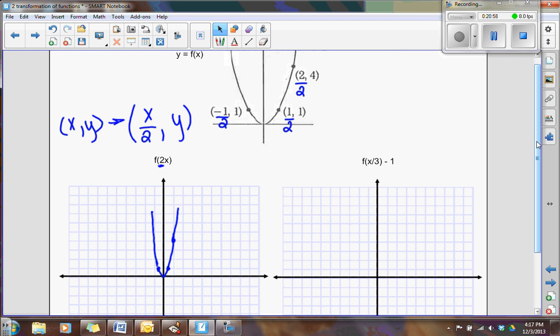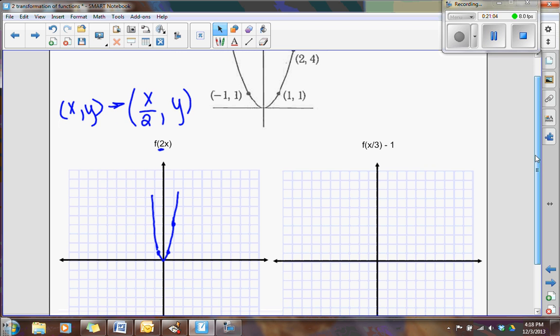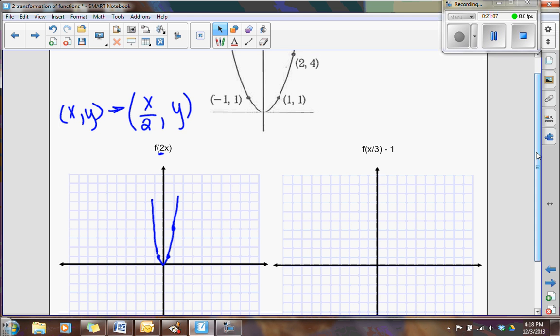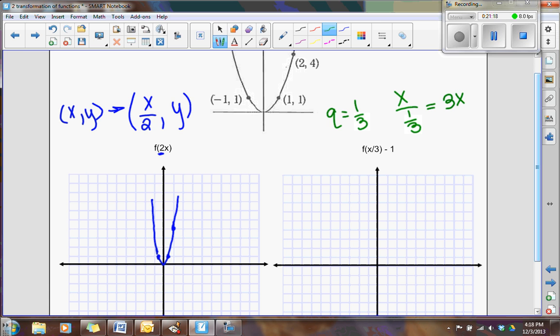Okay, next example. Notice first of all that our q is 1/3. So x divided by 1/3 is going to be the same as multiplying by 3. So our mapping (x, y) is going to go to (3x, y minus 1). k is going to move every y value down 1. Okay, so we're going to multiply each x value by 3. We're going to subtract 1 from each y value.